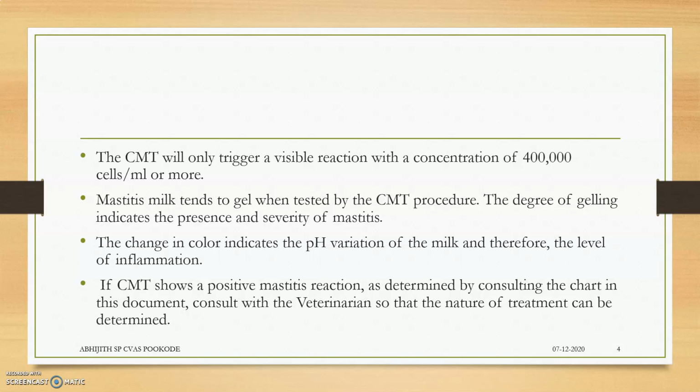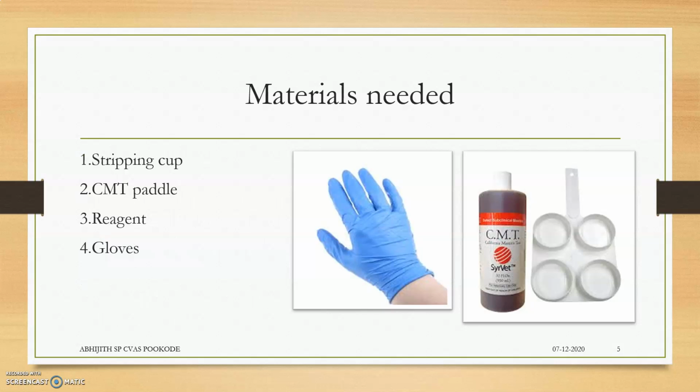So there will be a gel forming in the CMT procedure. The degree of the intensity of gelling indicates the stage of mastitis. The change in color indicates the pH variation of the milk, so we can identify the level of inflammation. If CMT shows a positive reaction, we have to chart it and call a veterinarian.